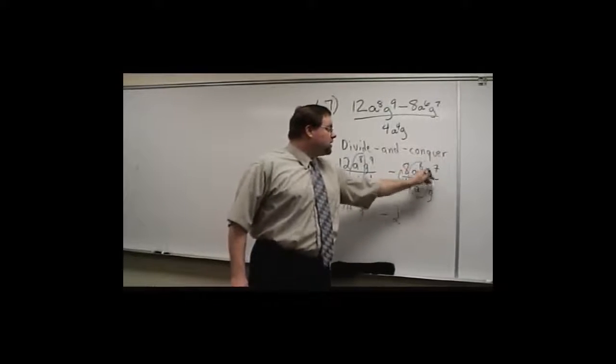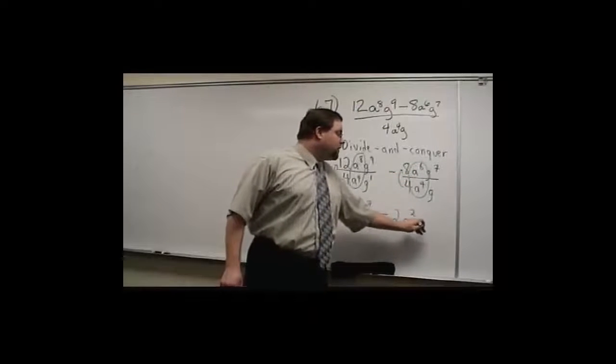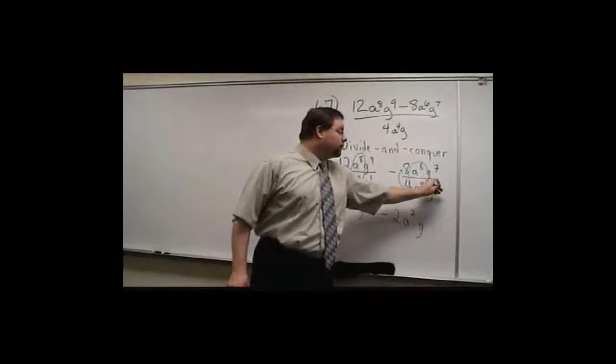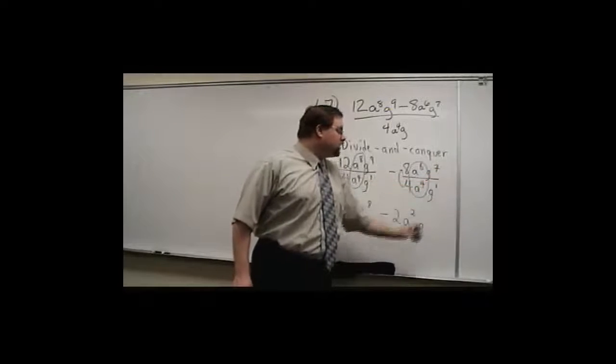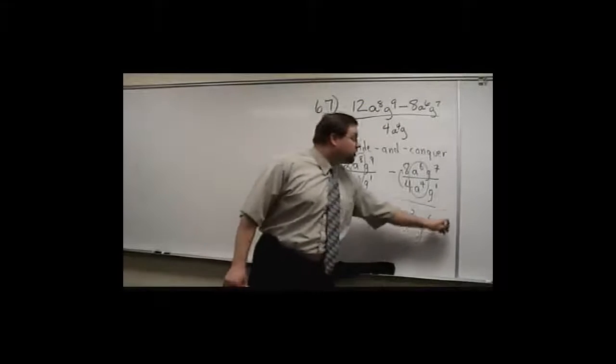So for the a's, 6 take away 4 is a to the 2nd power. And for the g, remember that 1. Don't forget that 1. 7 take away 1 is g to the 6. And this would be it. You cannot go any further than this.